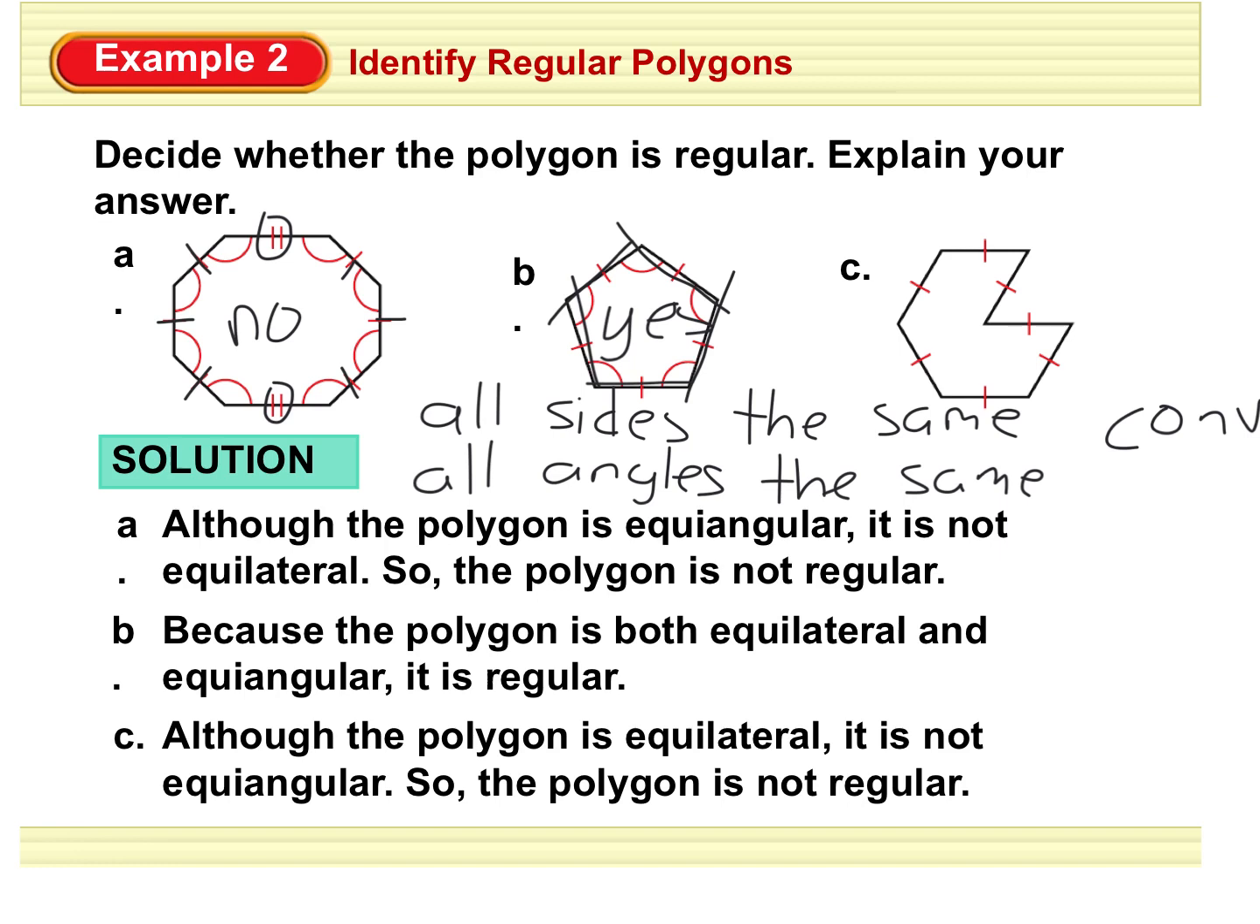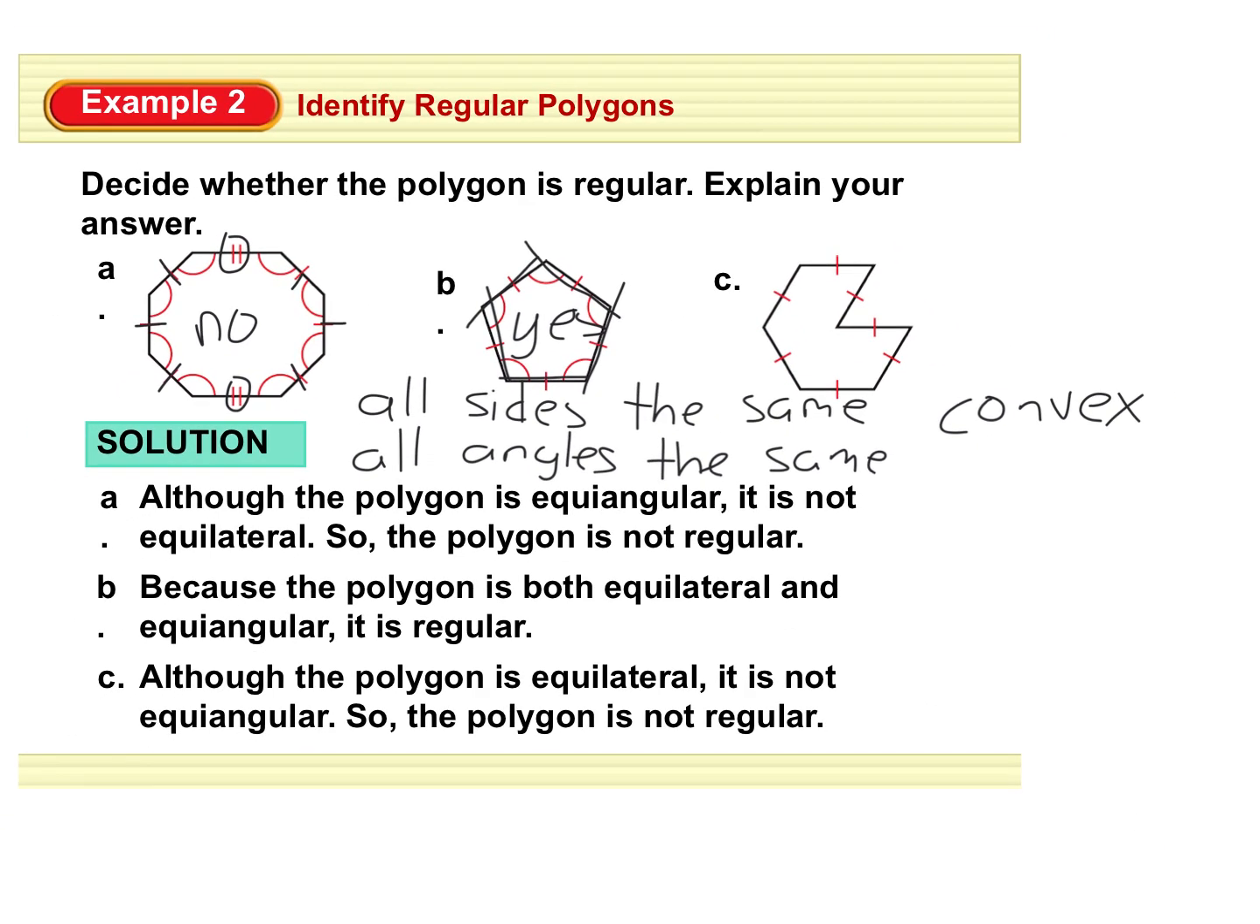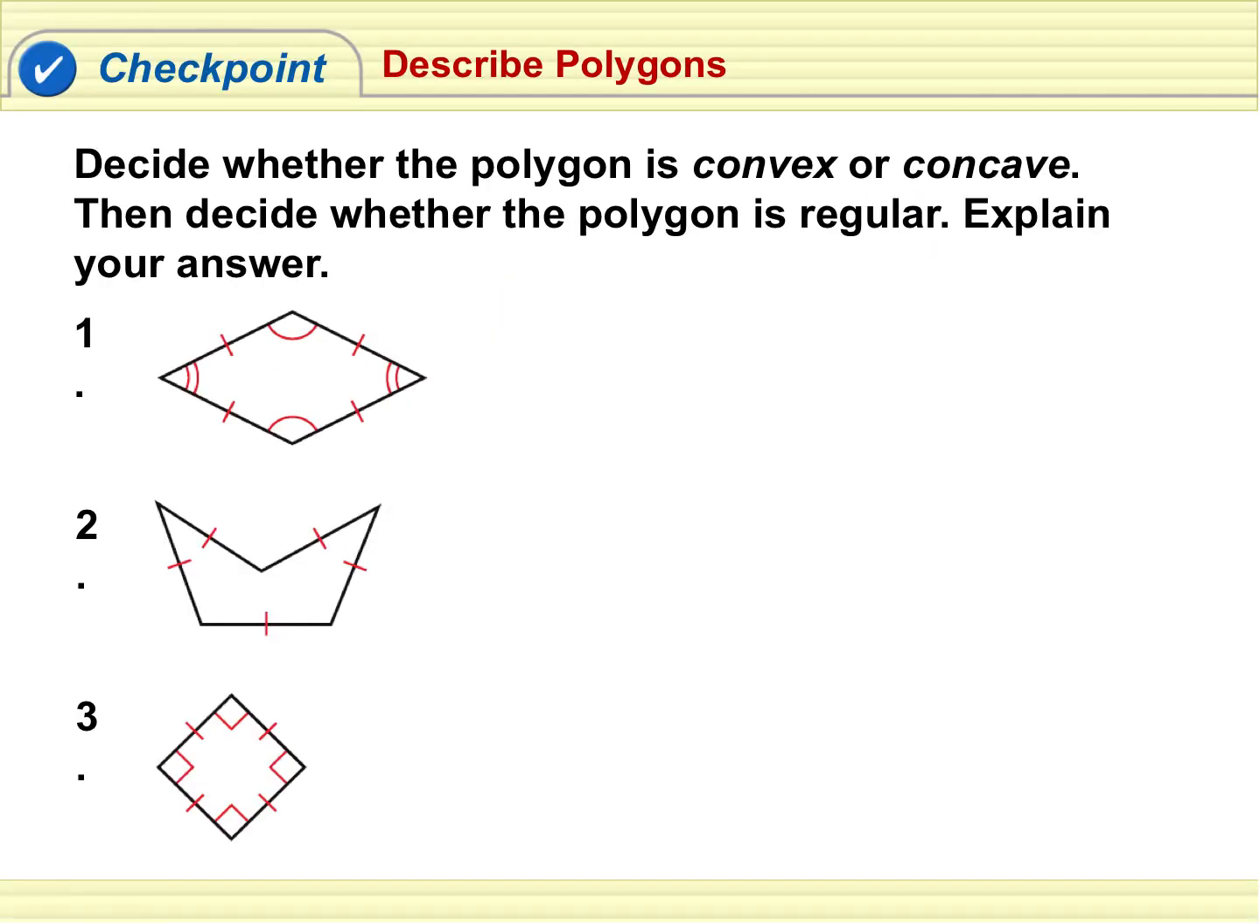Okay, C, check all three. Are all sides the same? Yes. Are all angles the same? It doesn't tell us. Is it convex? It is not convex. Why is it not convex? One side goes through the shape, right? It goes inside. So this one would be no because it is not convex. Are there any questions on regular and non-regular? Okay, those are the only two things we're going over today. Go ahead and try those three examples. You're going to say convex or concave, and then regular or non-regular. You can just put yes or no for regular, non-regular. Go ahead and try those three.